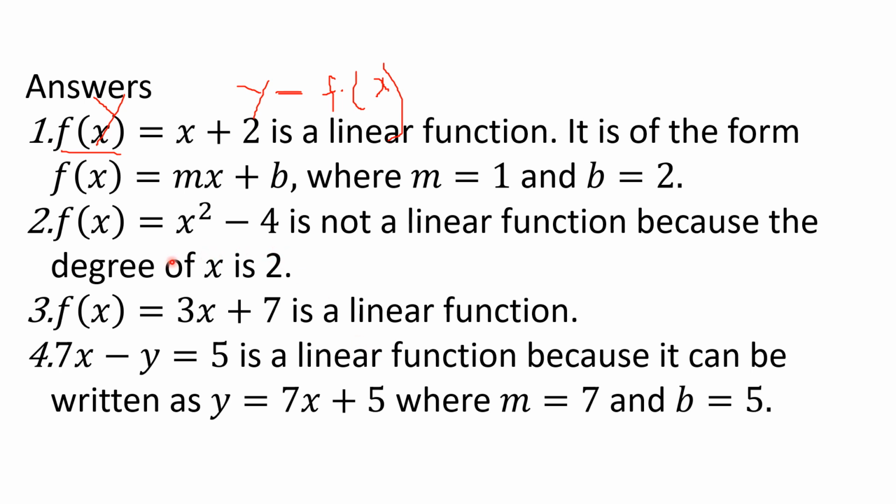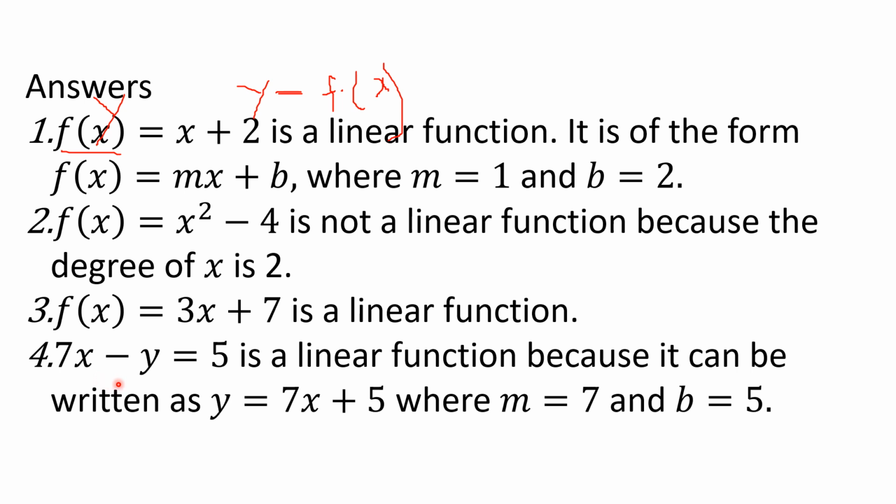Then we have f of x equals x squared minus 4, which is not a linear function because the degree of x is 2. So take note, the exponent of our f of x or y, and the exponent of our x, must be 1. If the degree of the exponent is more than 1, then that is not considered a linear function. For number 3, f of x equals 3x plus 7 is a linear function since the degree of exponent of x here is 1, our slope is 3, and the intercept, or b, is 7.